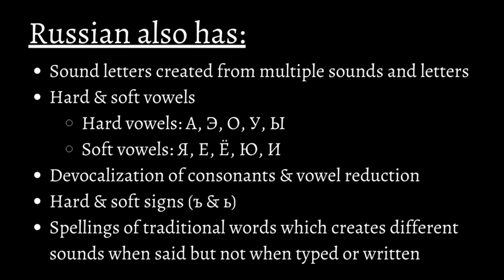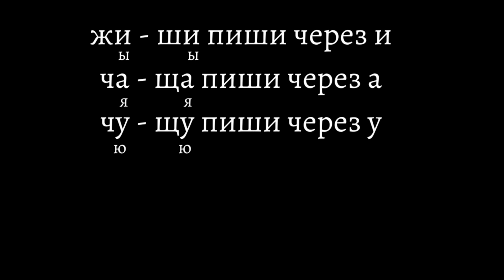At last, you should also know that many spellings of Russian words became supported by tradition and created different sounds when the word is pronounced, but not when typed or written. For instance, Russian preserved the rules of zhi, shi, pishi через I, cha, sha, pishi через a, and chu, shu, pishi через u. Essentially, you write the sound you hear one way, but pronounce it in a different way.